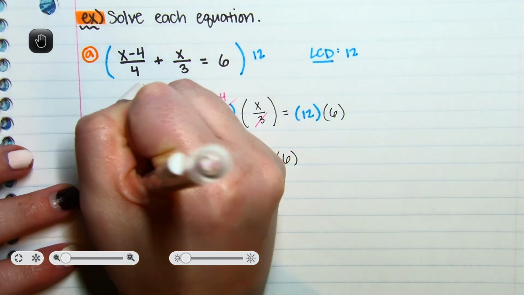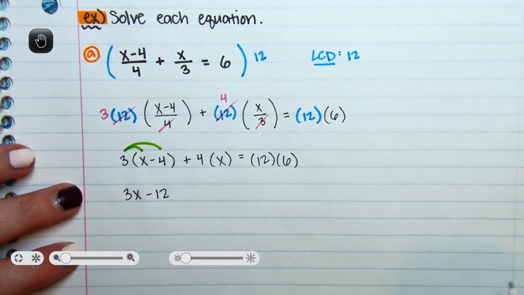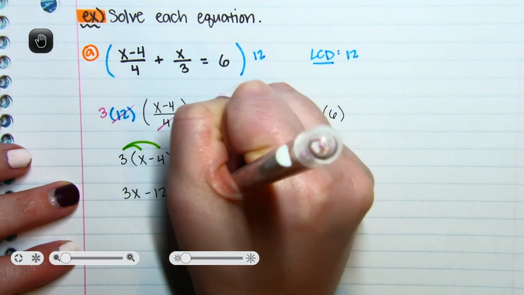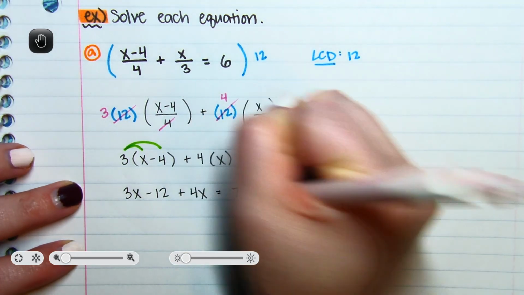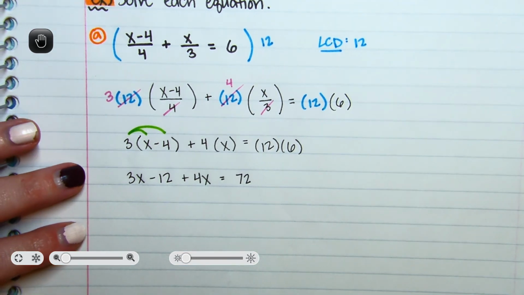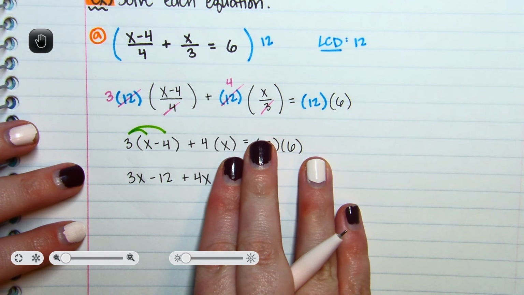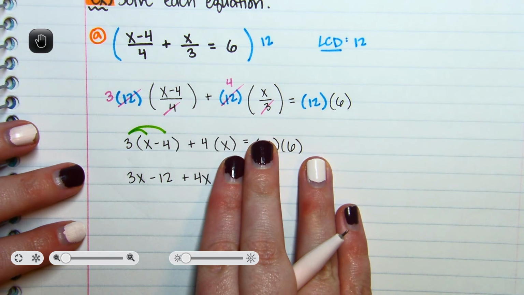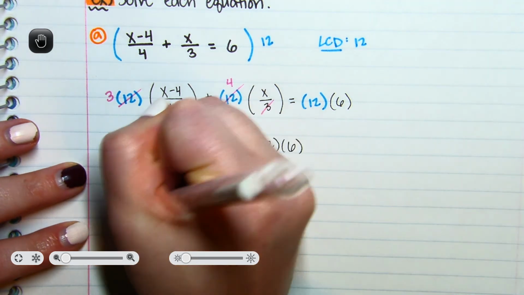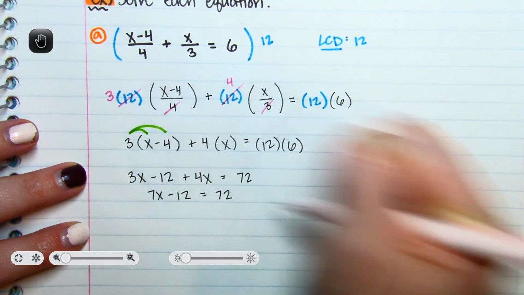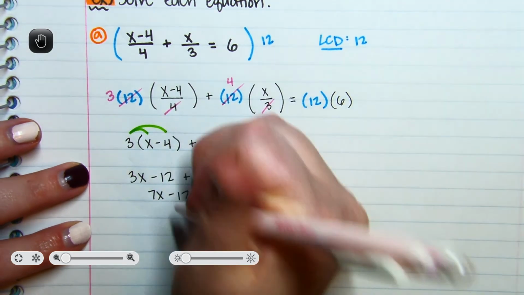So we're going to have 3x minus 12, and then 4 times x is 4x, equals 72. And now we're going to simplify and combine like terms. So what is the left side going to become? If you said 7x minus 12, you are correct. Equals 72. And then add 12 to both sides.